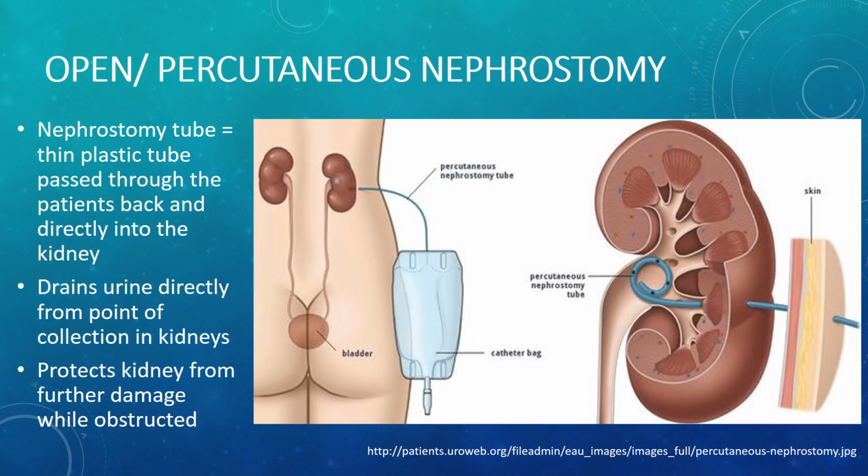So an open or percutaneous nephrostomy. A nephrostomy is an opening that is created between the kidneys and the skin. A nephrostomy tube is a thin plastic tube that is passed from the back, through the skin, and into the kidney to the point where the urine collects. The purpose of the nephrostomy tube is to temporarily drain the urine that is blocked, allowing the kidney to function properly and protect it from further damage.